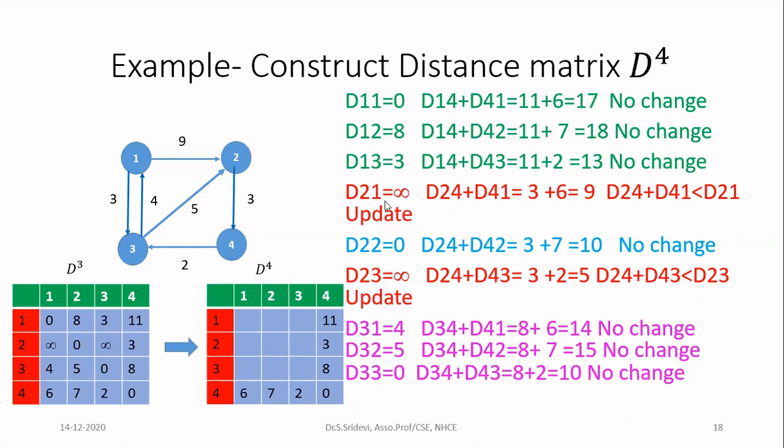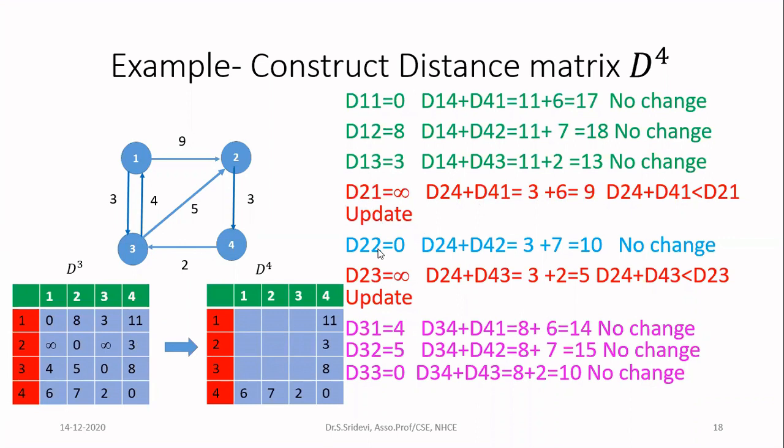So now let us consider D21. D21 is initially infinite because there is no direct path from 2 to 1. Now let us consider whether there is a shortest path due to the addition of this 4. So I'm going to consider D24 plus D41. D24 is in the second row, fourth column, the value is 3. And D41 in the fourth row, first column, the value is 6. So 3 plus 6 is 9. The original cost is infinite, but the new cost is 9. So there is a reduction in the distance. When there is a reduction in the distance, I'm going to update this value. So this D21 I have to update in the next matrix D4.